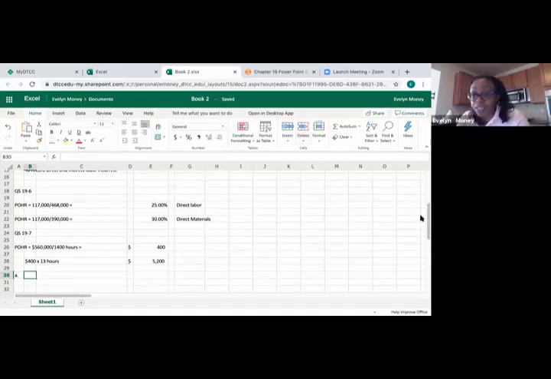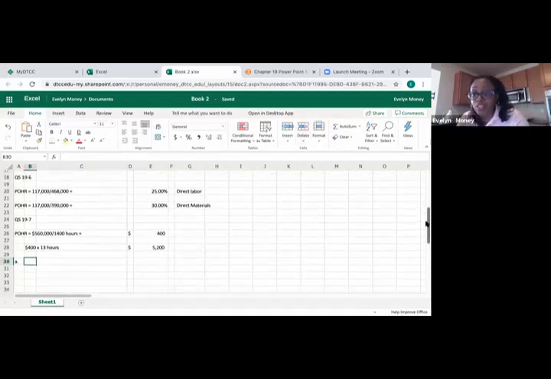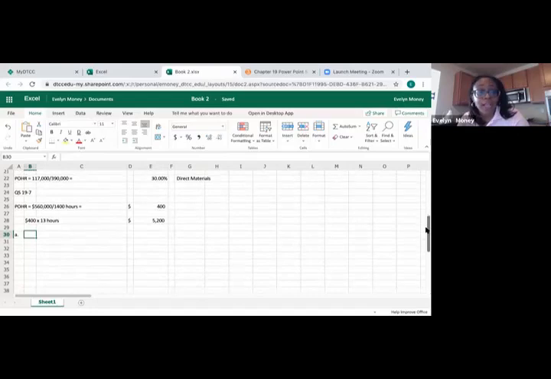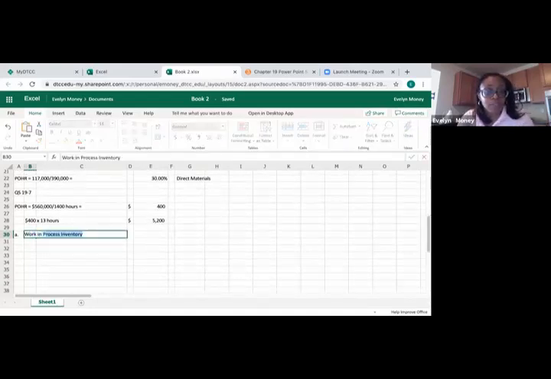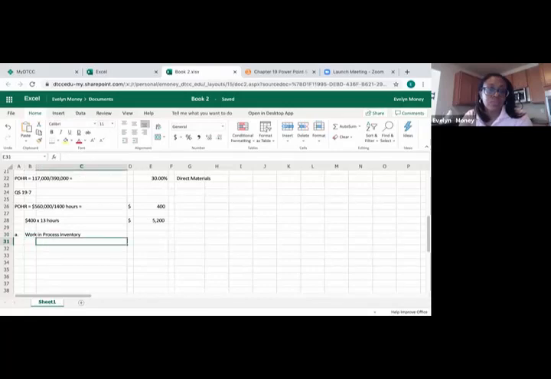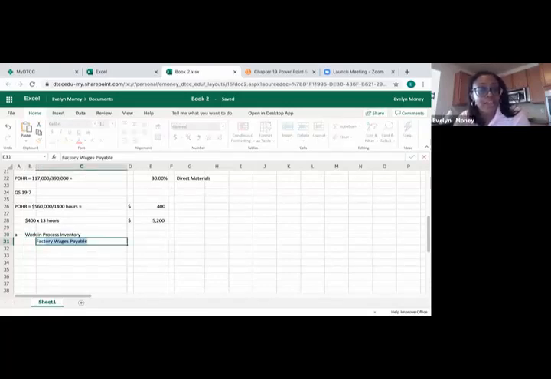So to add on to this problem and to do the entry for the overhead applied to this one job, I'm going to debit work in process inventory. And the credit is going to go to factory overhead.